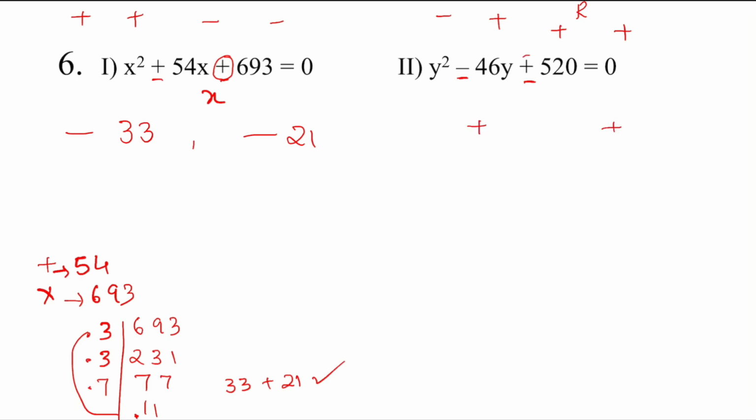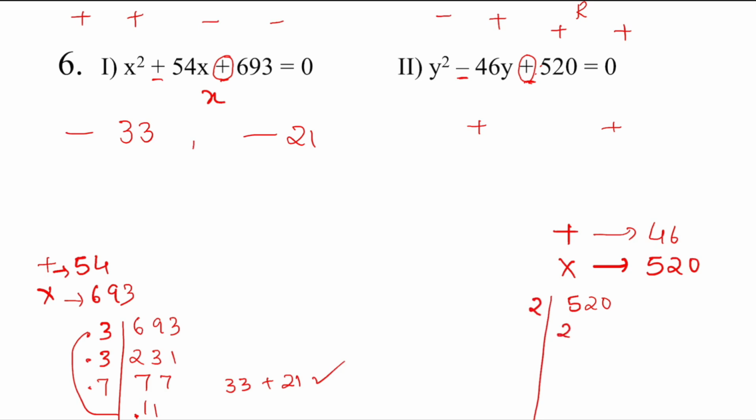Now the second symbol is plus, that means if you add you should get... always perform whichever operation is the symbol here, that operation only you should perform. No need of searching for numbers by taking the minus symbol and all. Whatever operation is there, that only you have to perform. So if you add you should get 46 and if you multiply you should get 520. So for 520 we will find the factors. Start with 2.